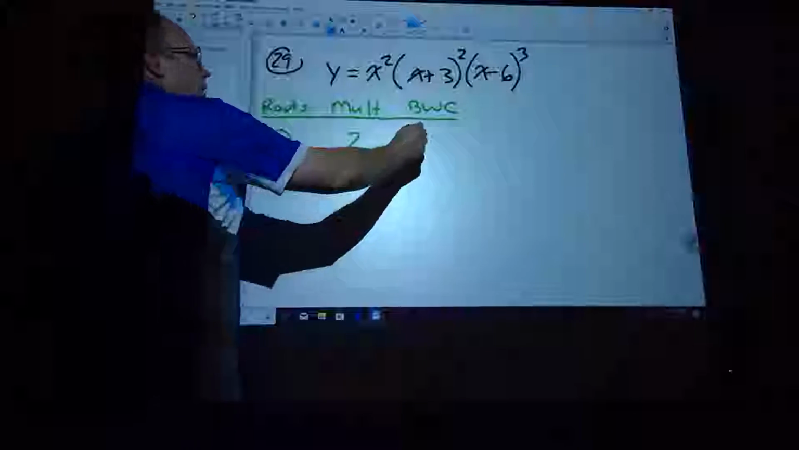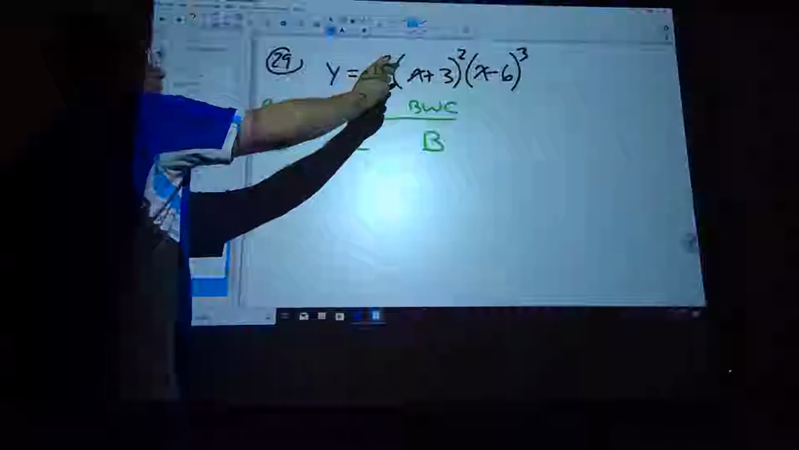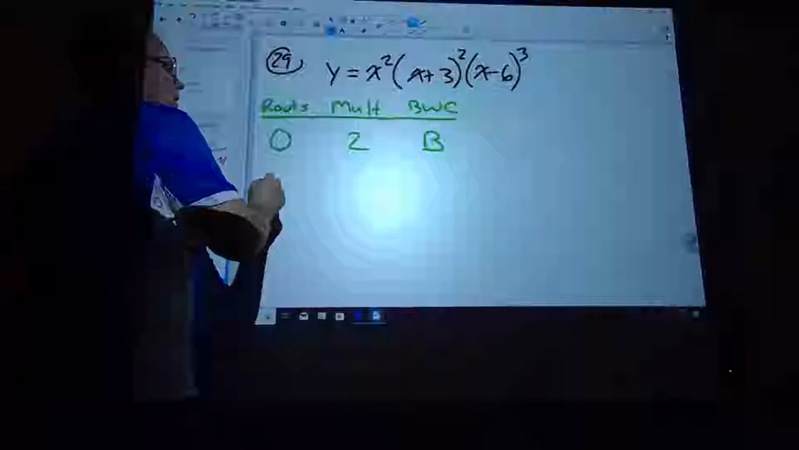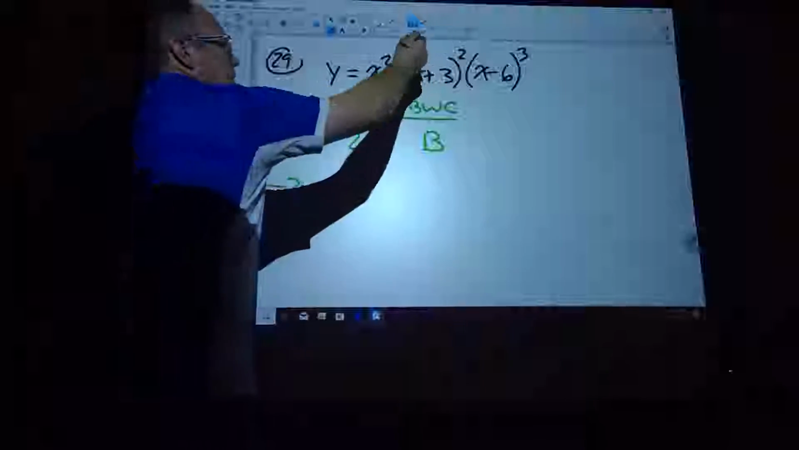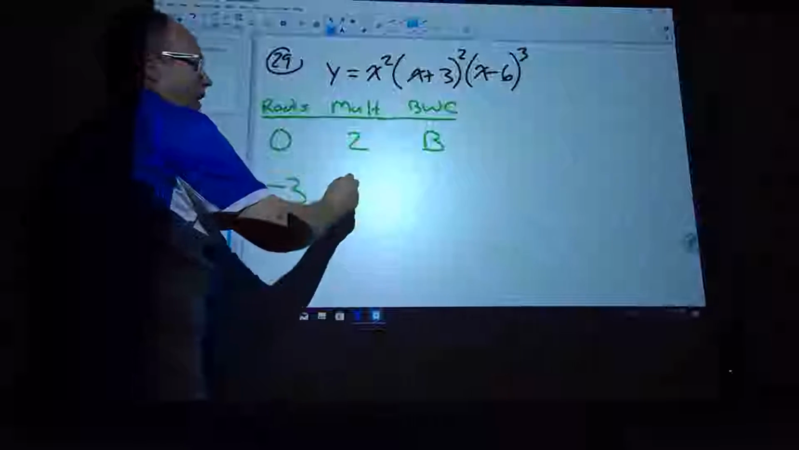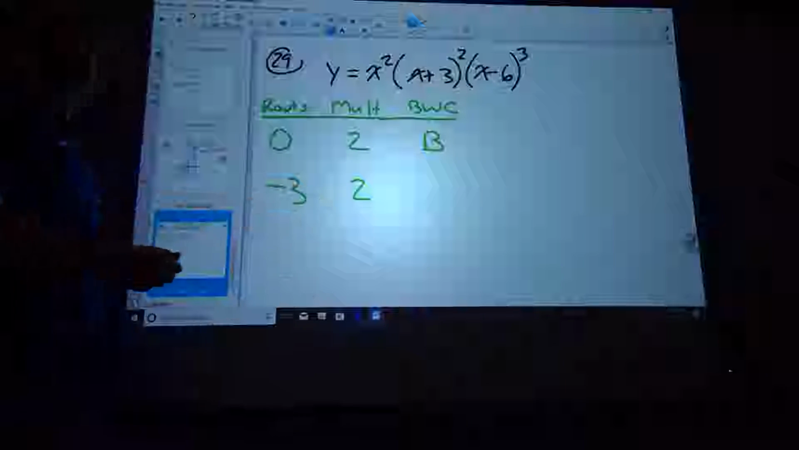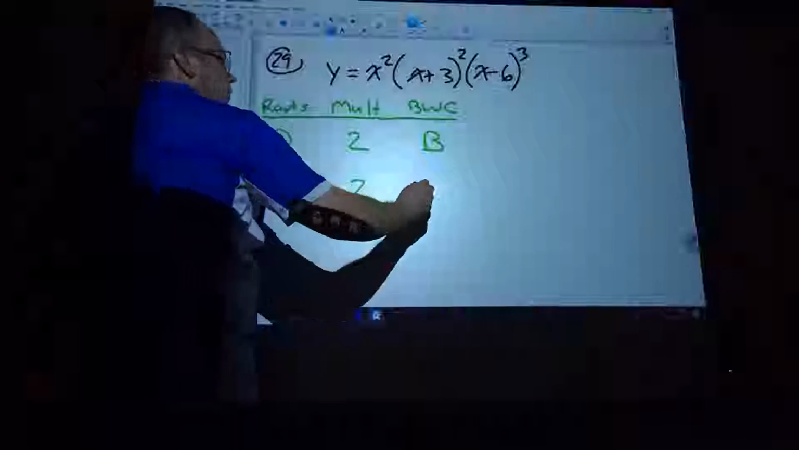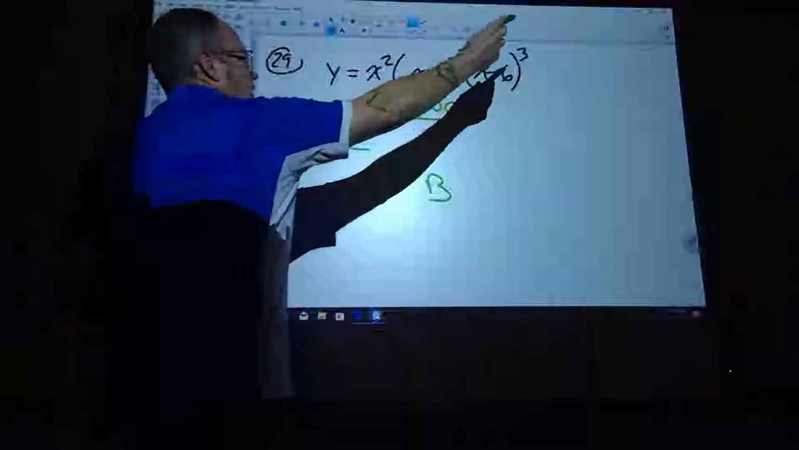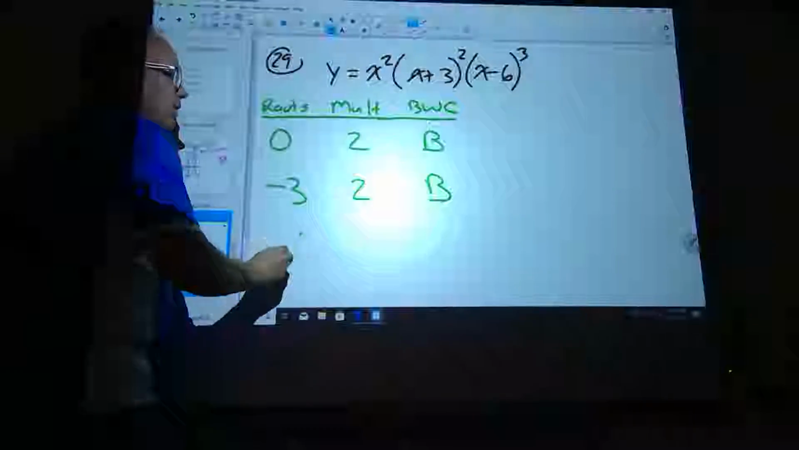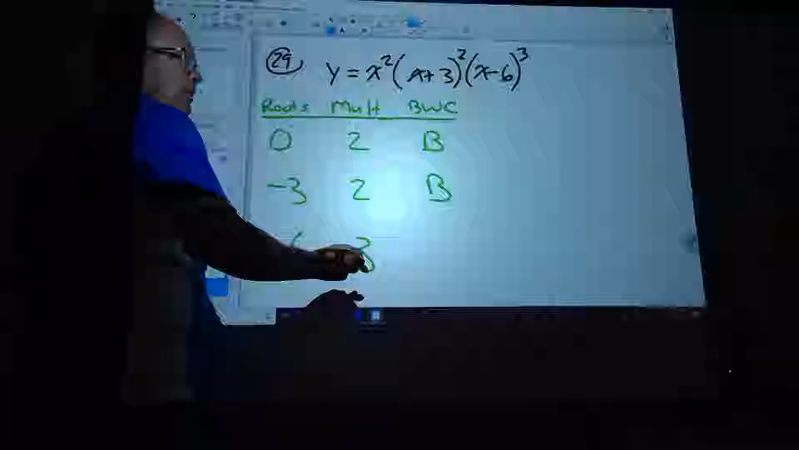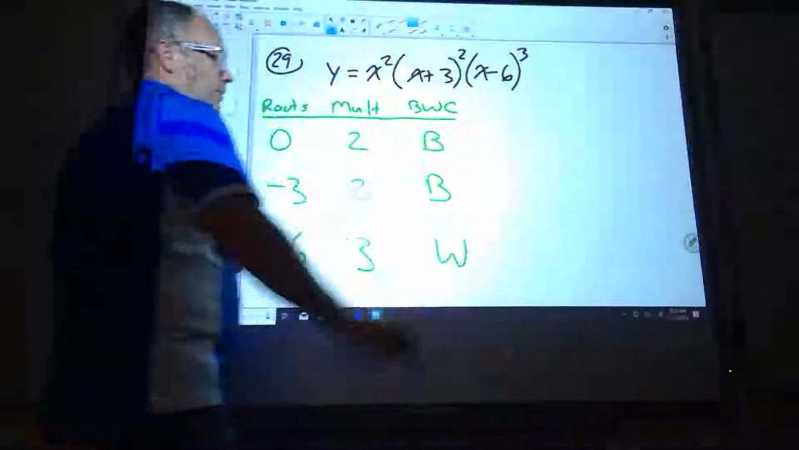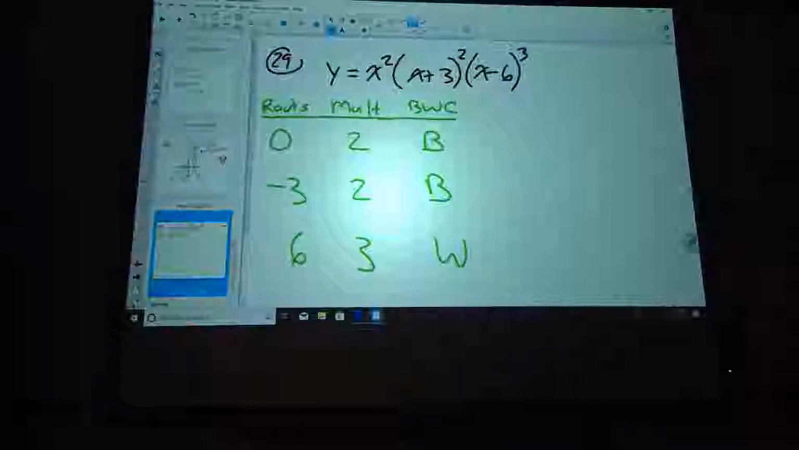Bounce. Okay. And then, what does this give me? Negative 3. What's the multiplicity of this? 2. Yeah, it's raised to the second power. Does that bounce, wiggle, or cross? Okay. And then what's the answer that comes out here? 6. It's a wiggle. 3. And it's a multiplicity of 3, and it's a wiggle. Good. Wiggle, wiggle. Okay, is that all right so far?